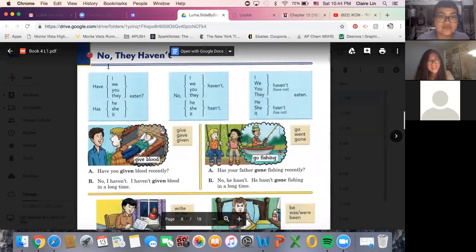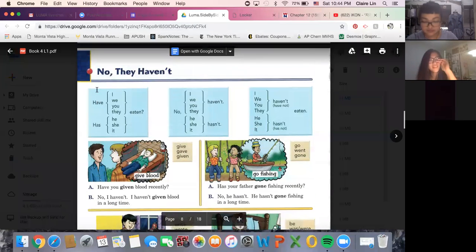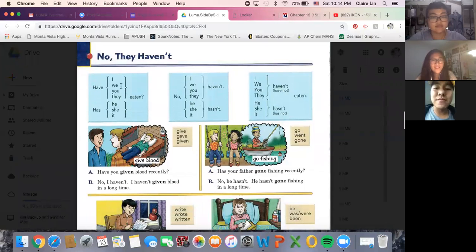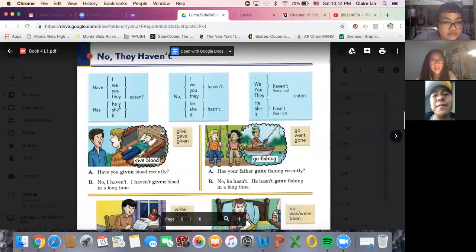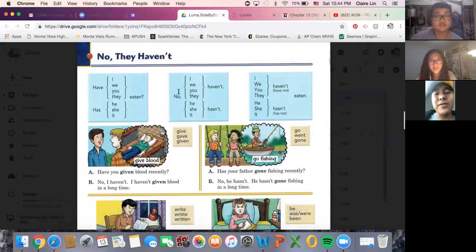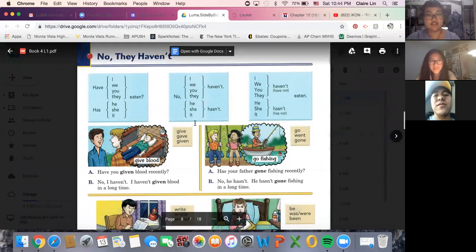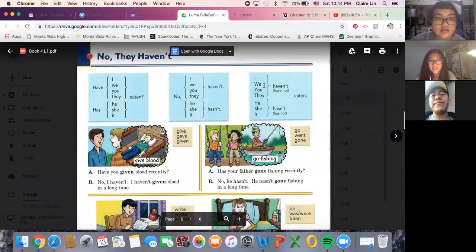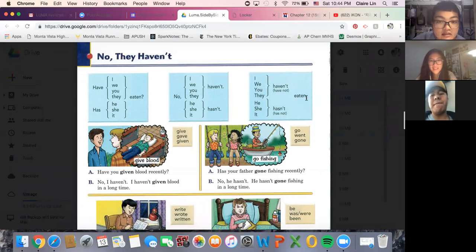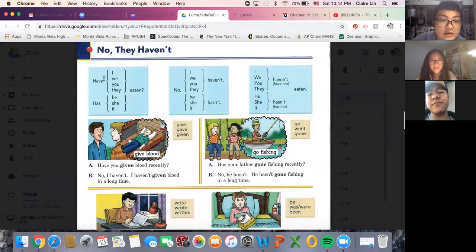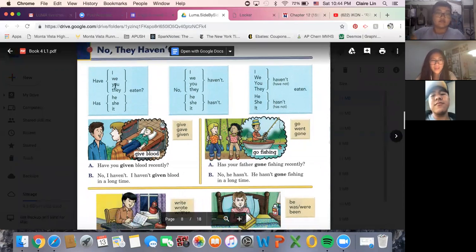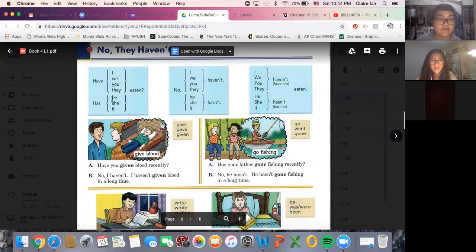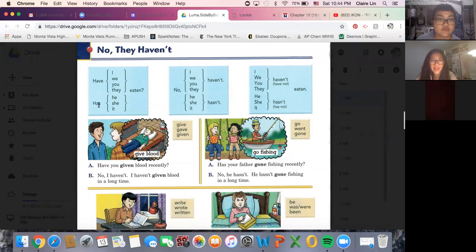Okay. So these are the sentence structures again. Have subject eaten, has subject eaten, no. I haven't. Subject haven't or hasn't. Yeah, hasn't. And then subject hasn't or haven't eaten. So for I, we, you, they, you always use the have ones. And then when you're talking about he, she, it, it's always has.